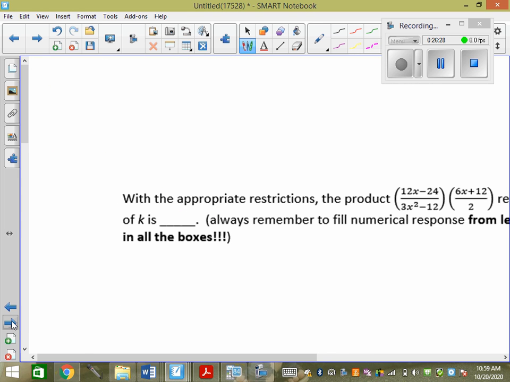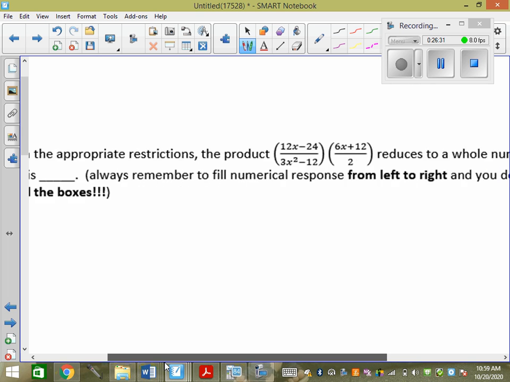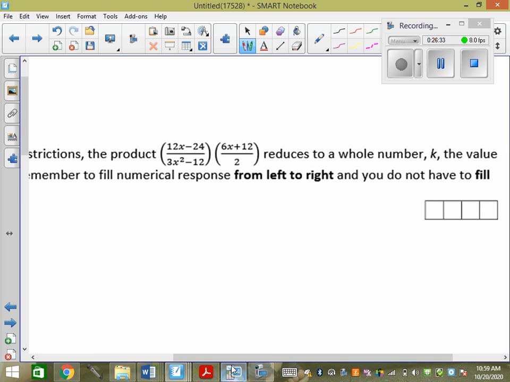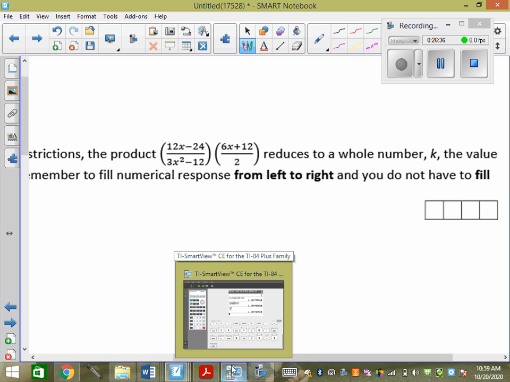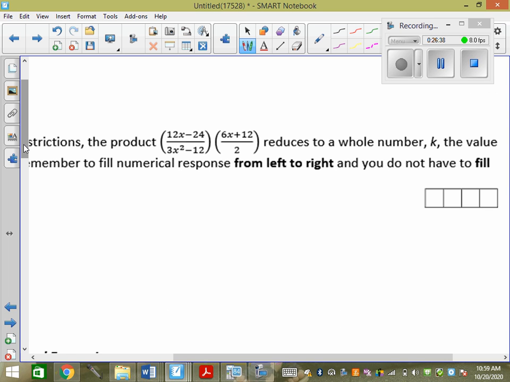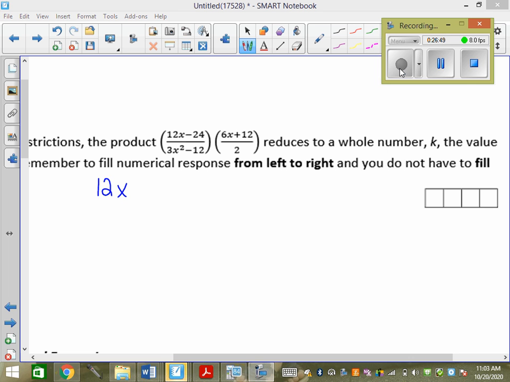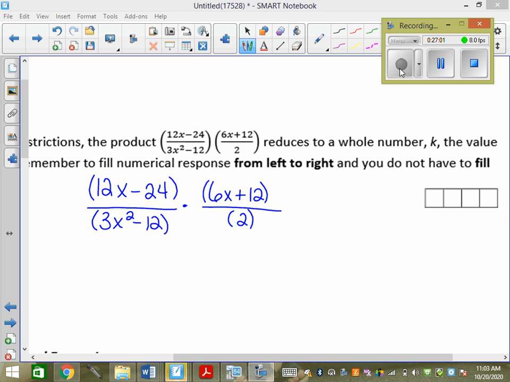And we're going to do this one. So this reduces to a whole number. When I have two brackets side by side, what's that another way of saying? They're multiplying. So go, multiply those. So, I have 12x minus 24 over 3x squared minus 12 times 6x plus 12 over 2.